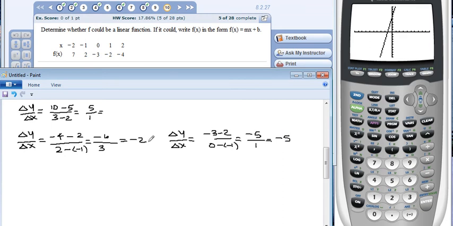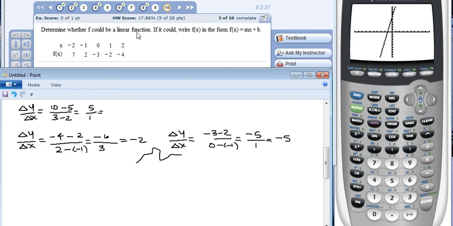These are different numbers. Therefore, it can't be linear. So it's got a different slope running through two different points. So graphically, this thing would be like, you know, like that. Because each piece in between each set of points has a different slope. That's definitely not a straight line.